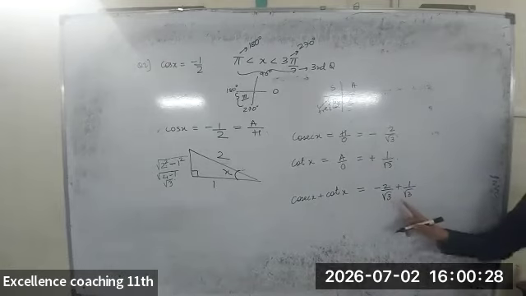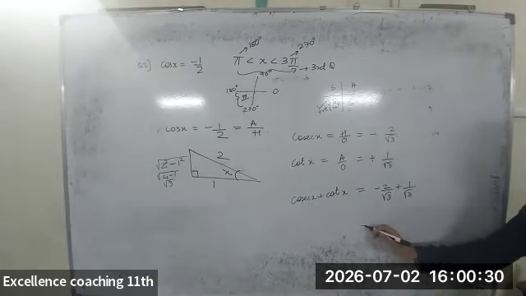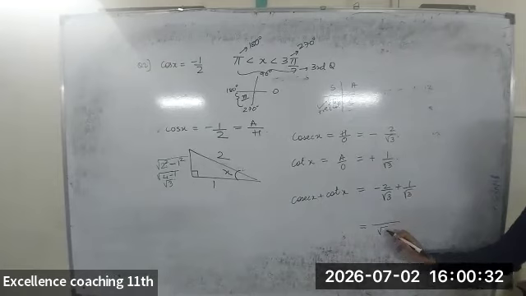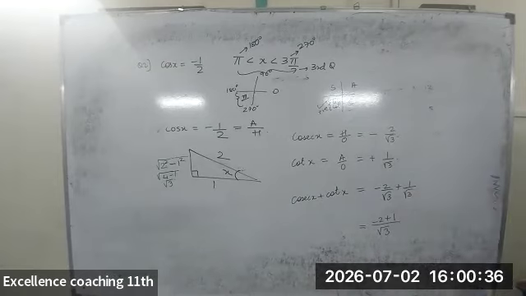If you see the denominator is the same, what we do when the denominator is the same, we make it common. And minus 2 plus 1 is what? Minus 1 upon root 3. This is the answer. Now same way try the next one, the third one.